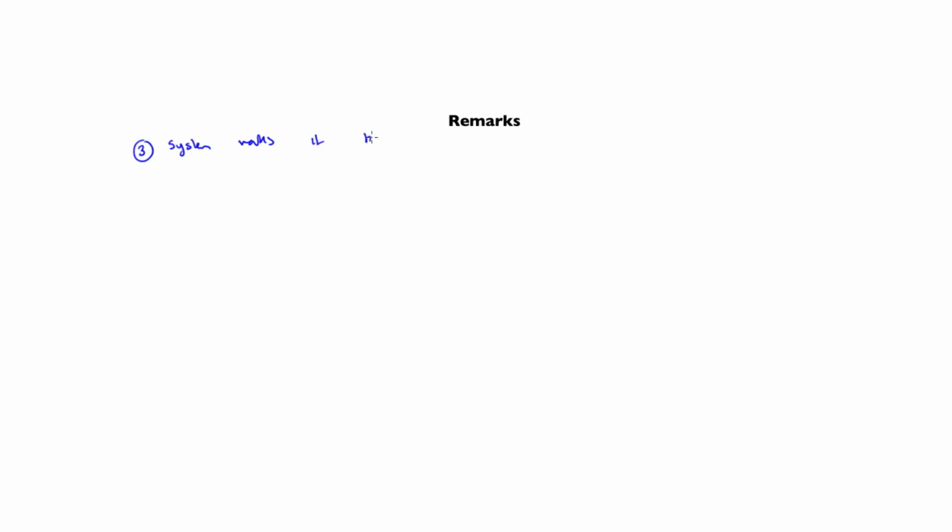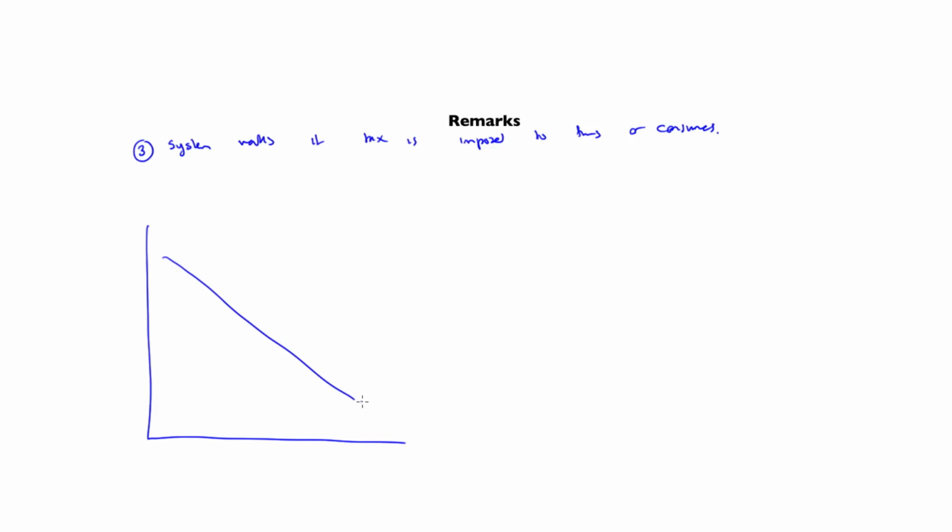The third remark is that the system works if tax is imposed on firms or consumers. It doesn't really matter, and let me show you why. So here we have the example that we just did, but in general we have the marginal private benefit, the marginal private cost, and suppose that we are looking at a case in which the marginal damage is on the consumers. So let's say we have that the marginal social benefit is below. We have something like this.